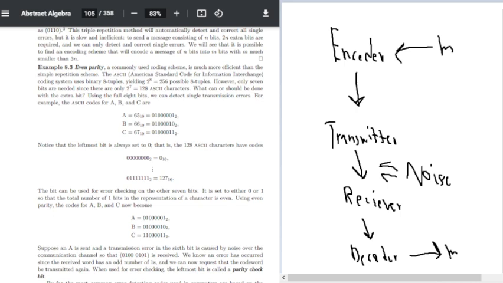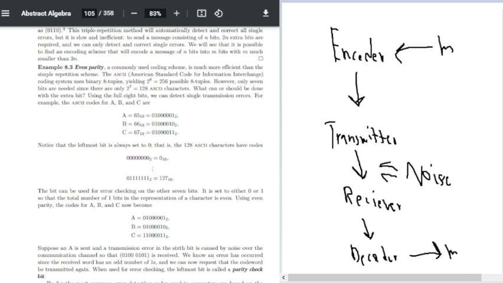A commonly used coding scheme is much more efficient than the simple repetition scheme. The ASCII, or American Standard Code for Information Interchange, coding system uses binary 8-tuples, yielding 2^8 = 256 possible 8-tuples. However, only 7 bits are needed since there are only 2^7 = 128 ASCII characters. What can or should be done with the extra bit? Using the full 8 bits, we can detect single transmission errors.